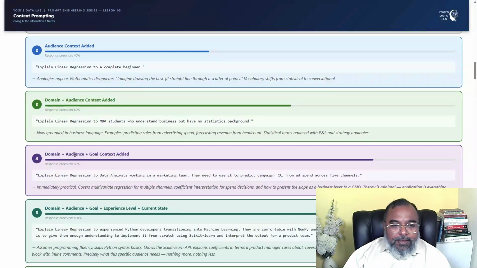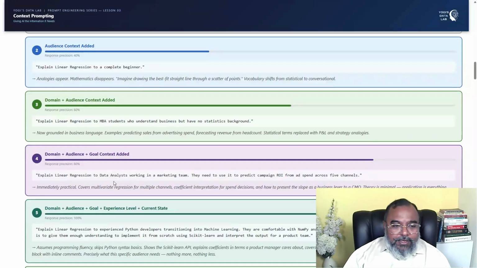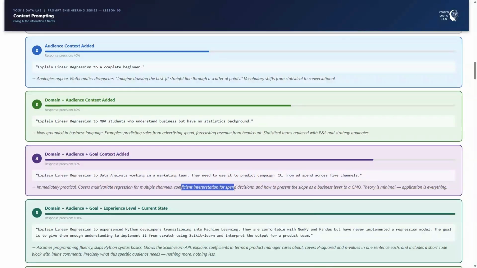Now I have added domain, I have added the audience, and the goal context is also added. So explain linear regression to a data analyst working in a marketing team. They need to use it to predict campaign ROI from ad spend across 5 channels. So what can we say? It is going to be immediately practical because it is for a data analyst who's working in a marketing team. It covers multivariate regression for multiple channels, coefficient interpretation for spend decisions, and how to present a slope at a business level to a CMO. Now, theory is minimal, application here is everything.